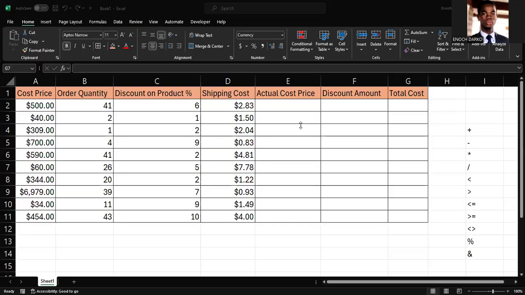Before you start any formula, you have to begin with an equal to sign. Although you can start with a plus or minus sometimes, it's not advisable unless you know what you're doing. So all formulas and functions must begin with an equal to sign.